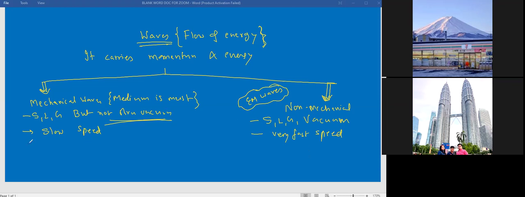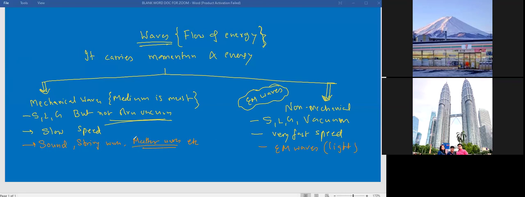Examples of mechanical waves are, we will learn, sound waves and string waves. Another example which we will not learn now is matter waves, which we will see later in class 12. Whereas examples of non-mechanical waves are all the electromagnetic waves, especially light. Light is an example of electromagnetic waves.